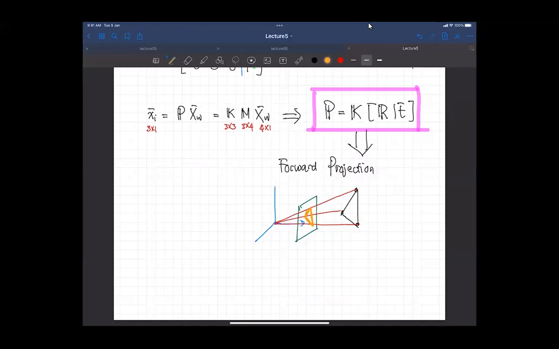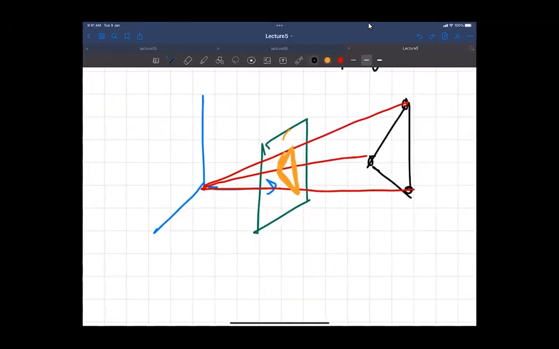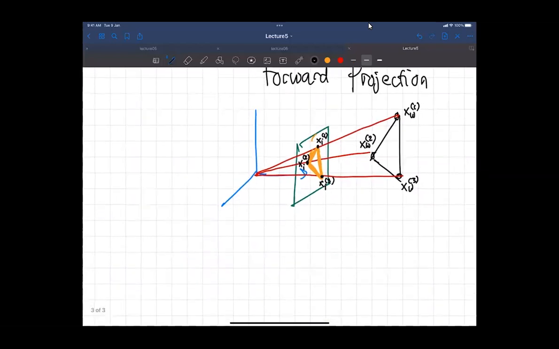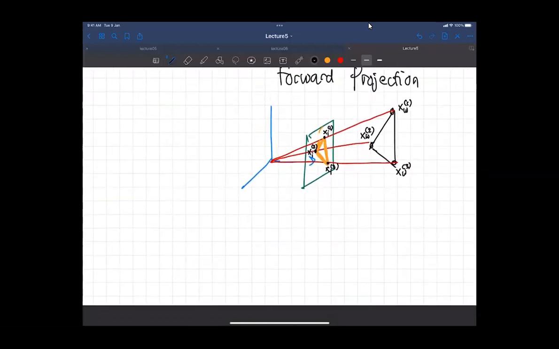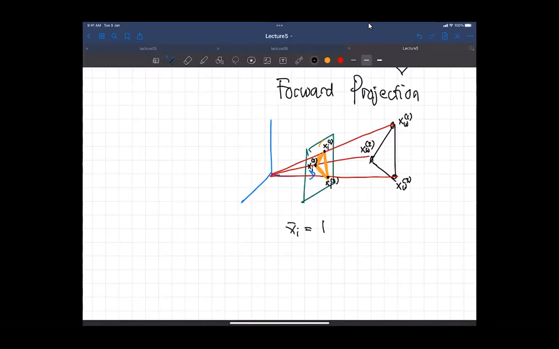Okay, so if you zoom in here, you have XI1, then you have XI2, you have XI3. And then you have XW1, XW2, XW3. And the correlation here, as I mentioned, is that XI bar equals P XW. So if you have P, you can project that triangle into your image, and you will know the location of it in your pixels.